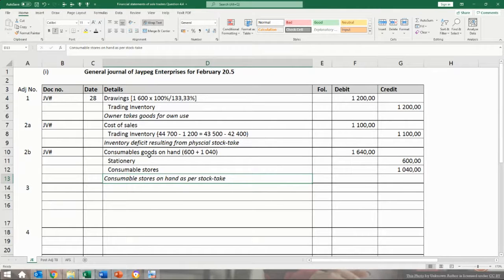But because we're now reflecting it as an asset account, I need to take that amount out of the expense account because I haven't actually expensed it. I haven't used it. So we're reducing the expense to only reflect the actual amount of stationery or consumable stores that we have used during the year. And that is why we credit those expense accounts with that amount. And that is how the transaction is recorded. Does that make sense?